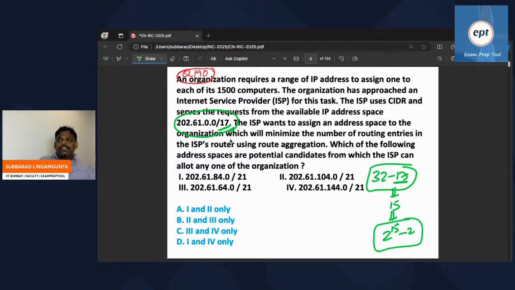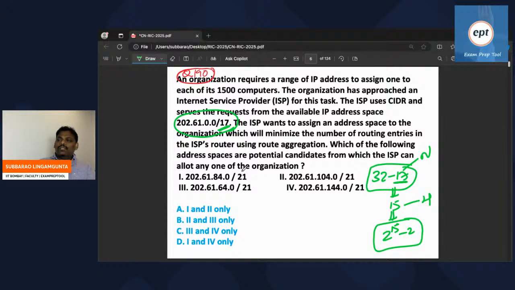So 17 for mask. 32 minus 17 is 15 bits per host, 2 power 15 minus 2. This is for network, and these are for host.